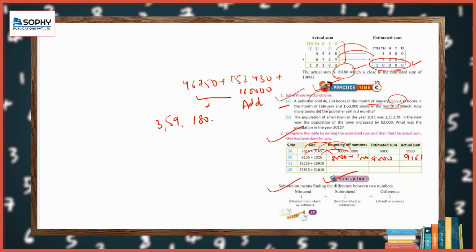Now let's look at subtraction. Subtraction means finding the difference between two numbers. Minuend is what, children? The number from which we subtract. Subtrahend is the number which is subtracted, and difference is the result or answer.